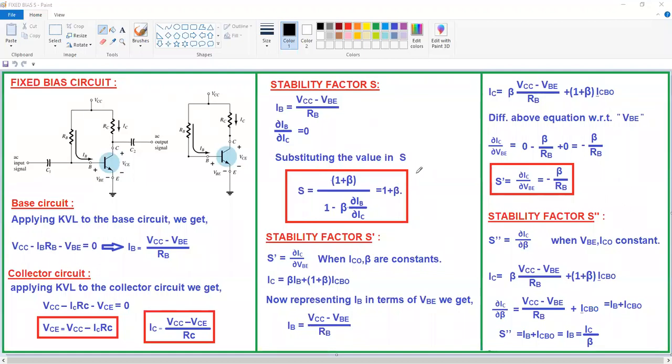Now what are the advantages? The advantages are, first, it is simple to design this circuit. The second advantage is that for a short duration, the operating point or quiescent point is stable. What are the disadvantages? The stability factor is very high, that is 1 plus beta. And the second one is that it is unstable for a long duration. This is the total about your fixed bias circuit.